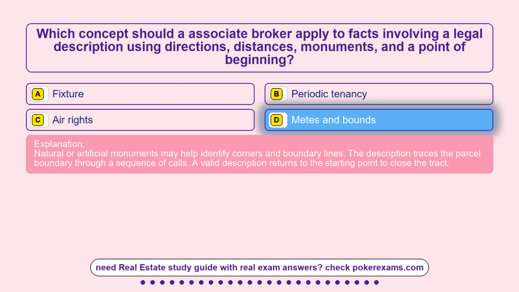Natural or artificial monuments may help identify corners and boundary lines. The description traces the parcel boundary through a sequence of calls. A valid description returns to the starting point to close the tract.